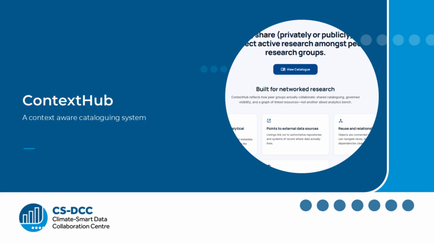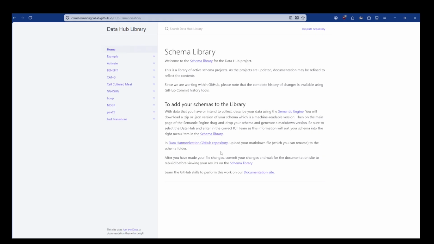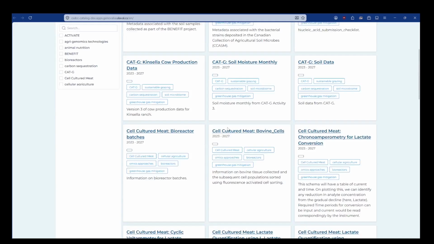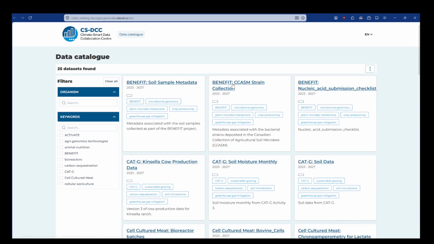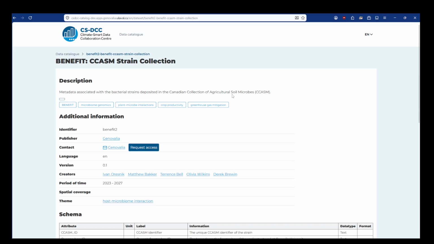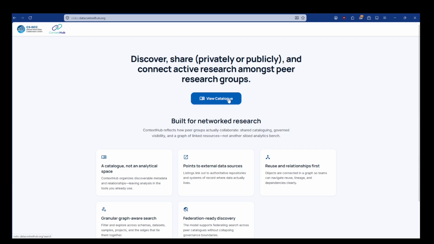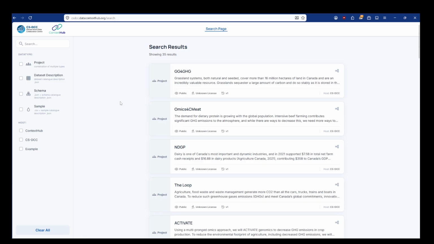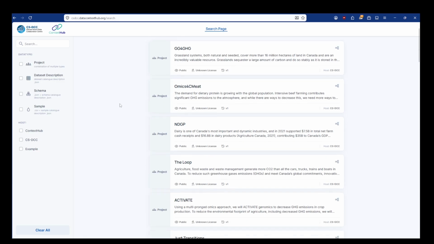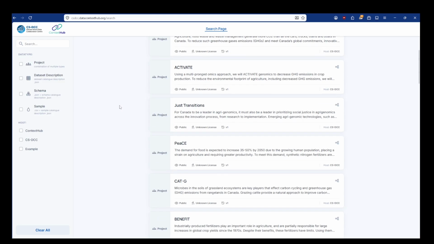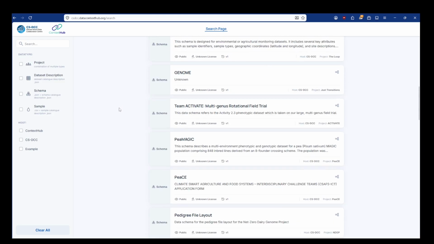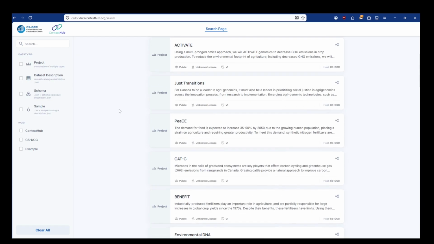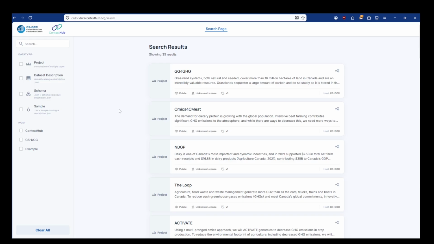Initial pilots of the CS-DCC, including the GitHub-based schema library and the Genovalia data catalog, provided an early framework for aggregating and presenting ICT outputs such as metadata and schemas. Building on this foundation, the CS-DCC is now developing an expanded ContextHub cataloging platform. This catalog serves as a centralized space for capturing and organizing information about our collaborators across ICT member projects. It enables us to document which projects are included, along with their associated outputs.